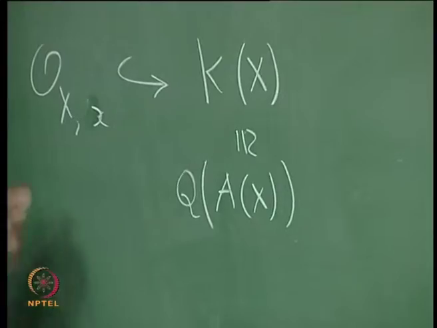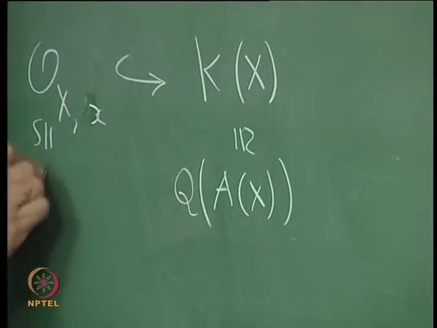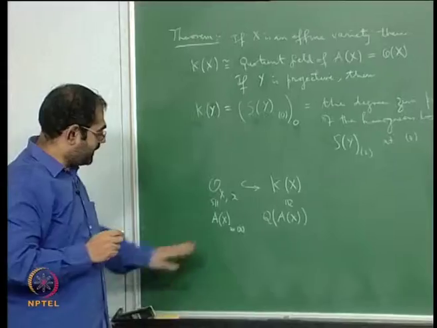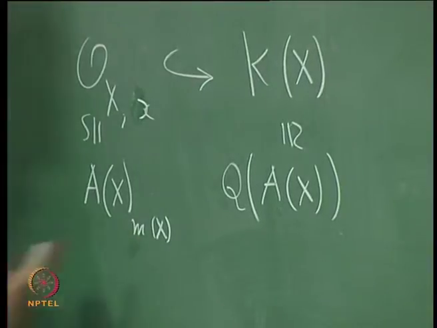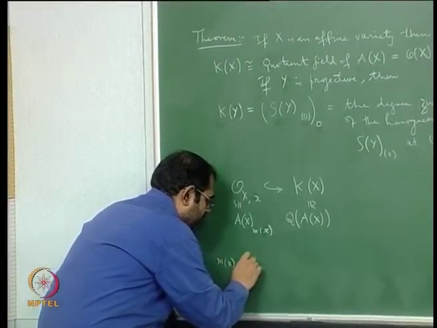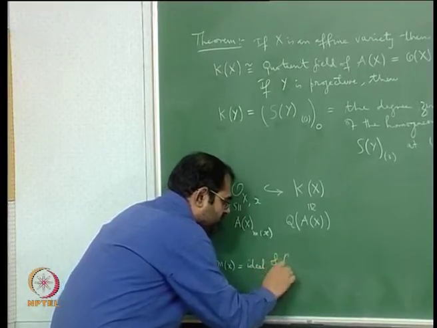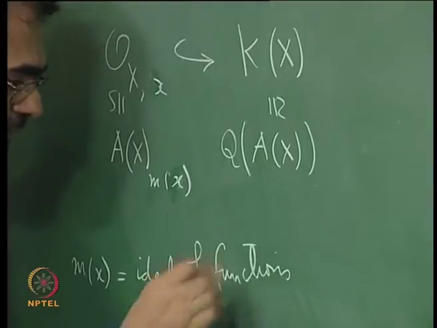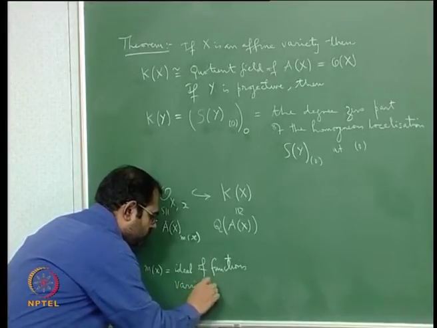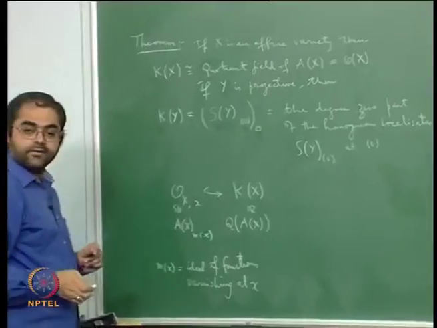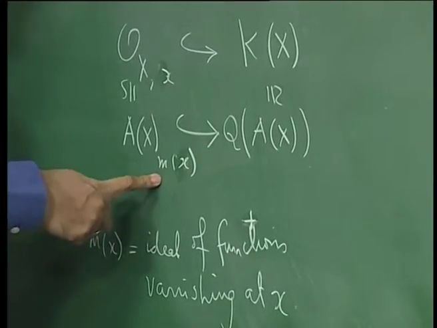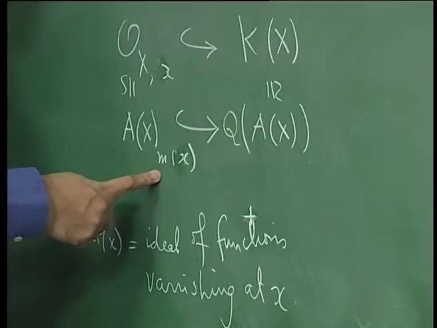This is an isomorphism, and we have already seen that this is nothing but Ax localized at Mx, where Mx is the maximal ideal in Ax corresponding to functions that vanish at small x. So I should put small x here. So Mx is equal to the ideal of functions vanishing at x. We have already proved this and we have this inclusion. And you must recall a fact from commutative algebra. It's very easy.